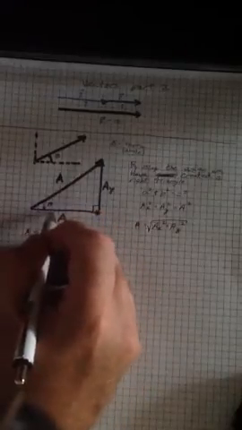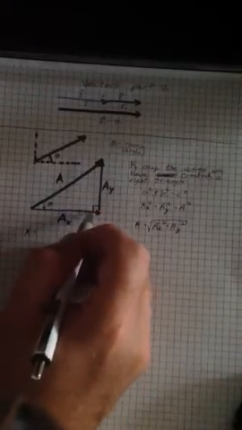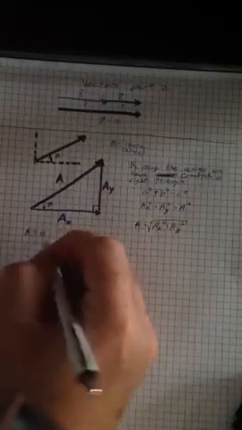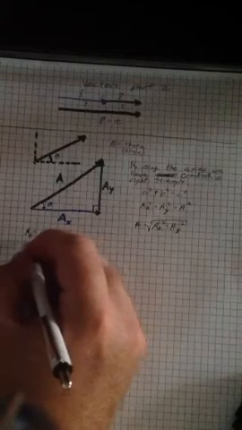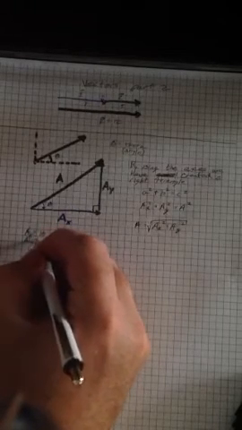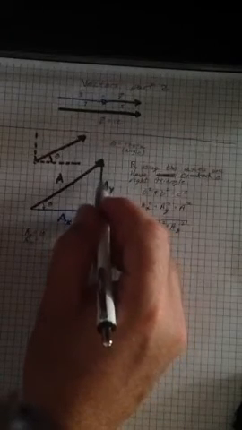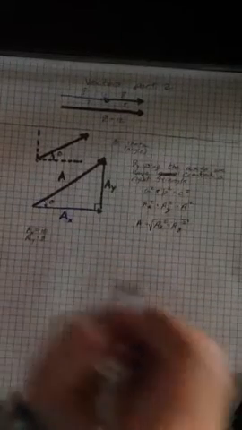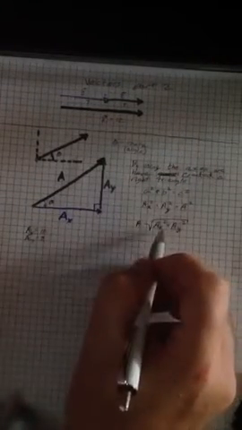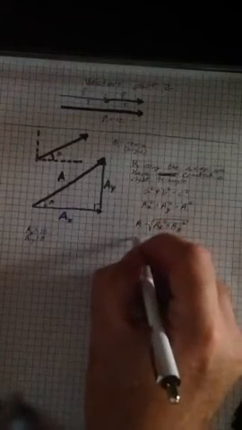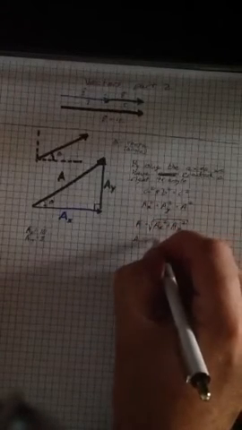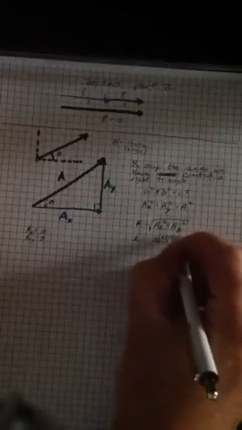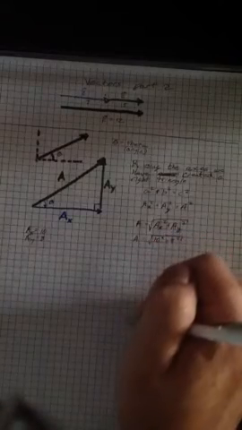So we've got 1, 2, 3, 4, 5, 6, 7, 8, 9, 10. So I'm going to go 10 here. So A is equal to 10, or sorry, Ax is equal to 10. Ay is equal to 1, 2, 3, 4, 5, 6, 7, 8. Okay, so we've got 10 and 8. So now I can place it in here to figure out what A is. A equals 10 squared plus 8 squared, and then I take my square root of that.